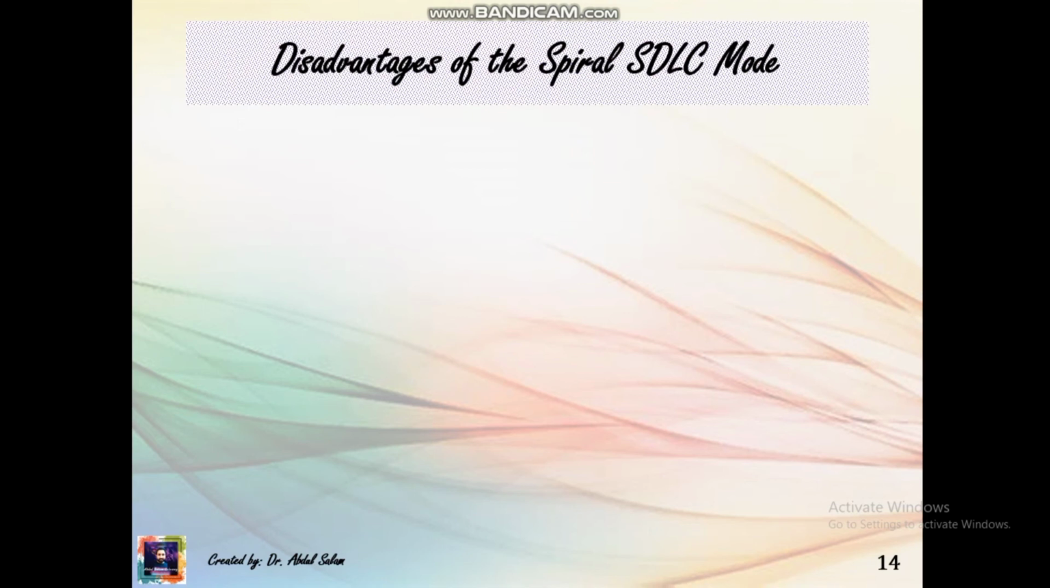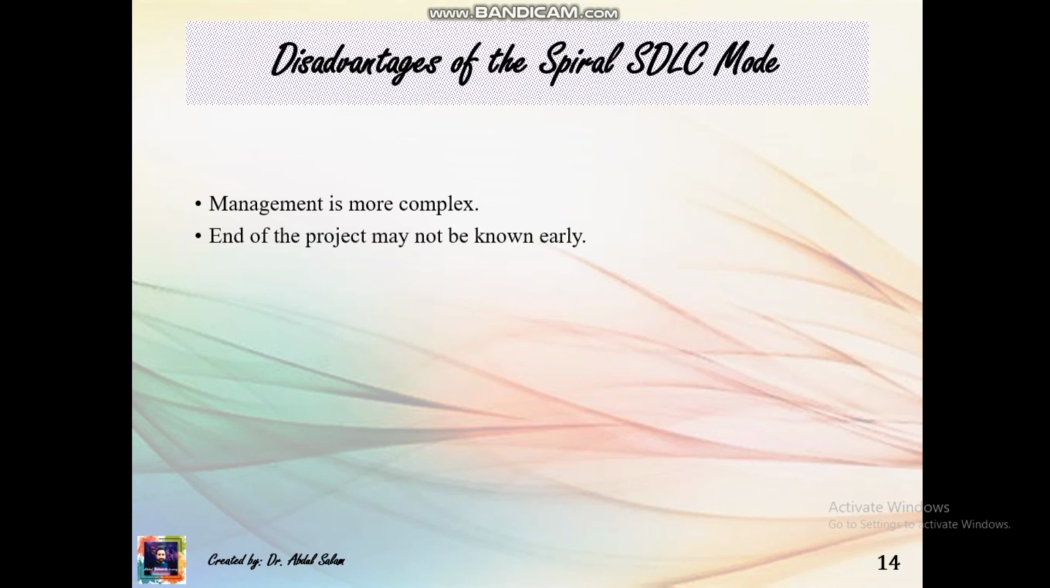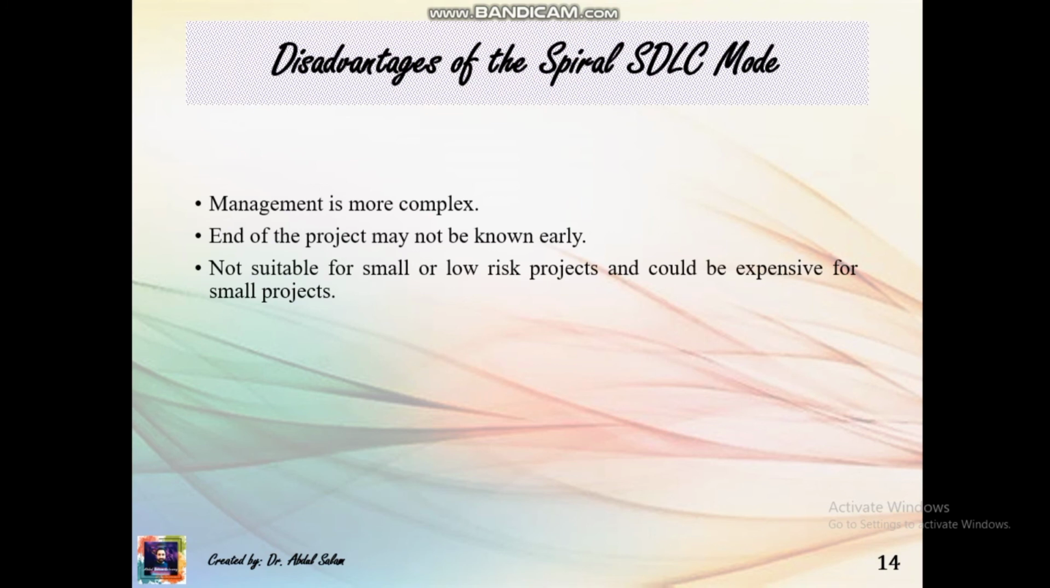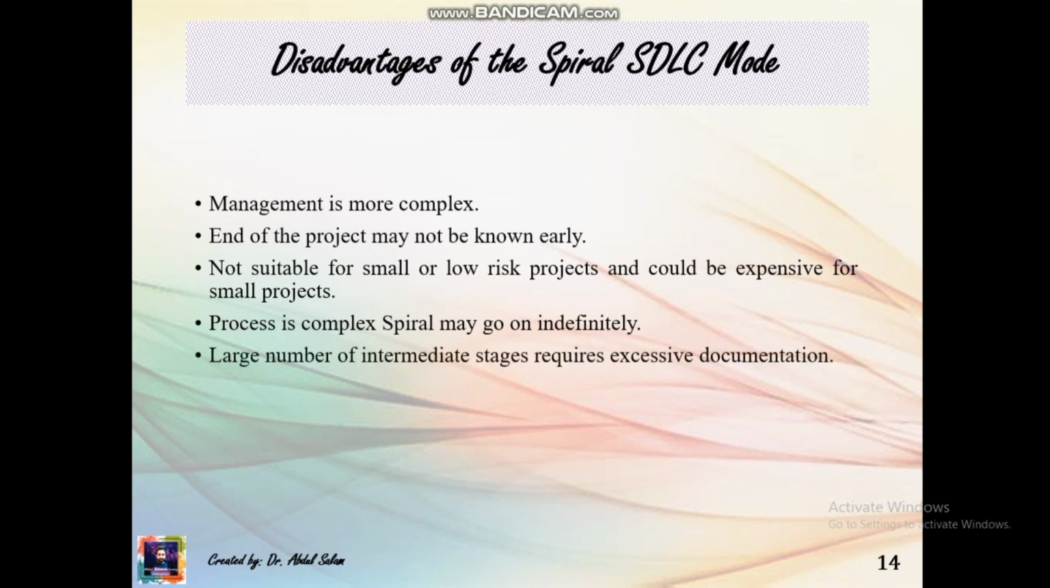Next we have disadvantages of the spiral model. Management is more complex. The end of the project may not be known early. It is not suitable for small or low risk projects and could be expensive for small projects. The process is complex, and the spiral may go on indefinitely. A large number of intermediate stages requires excessive documentation.